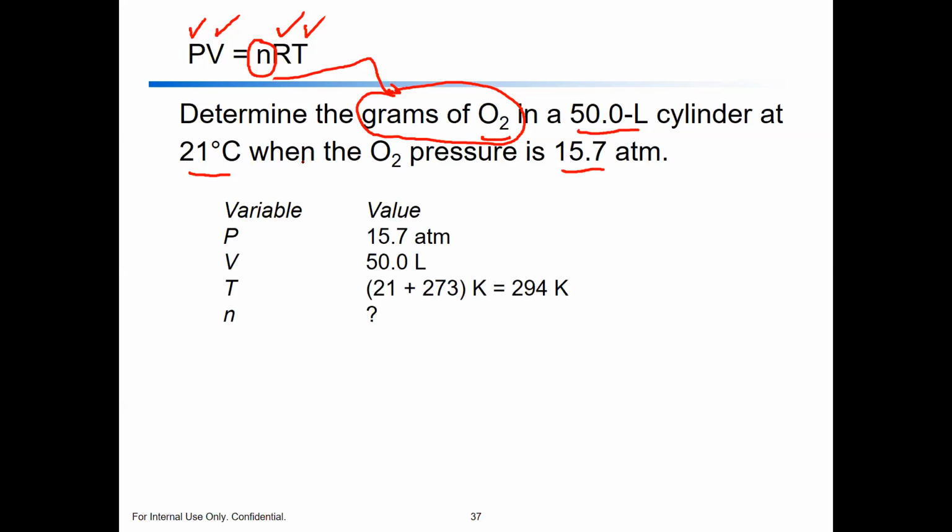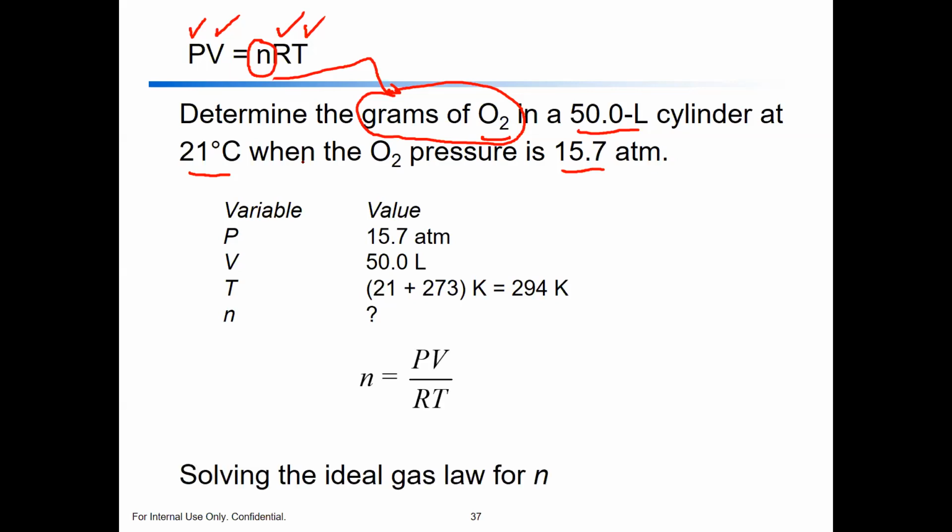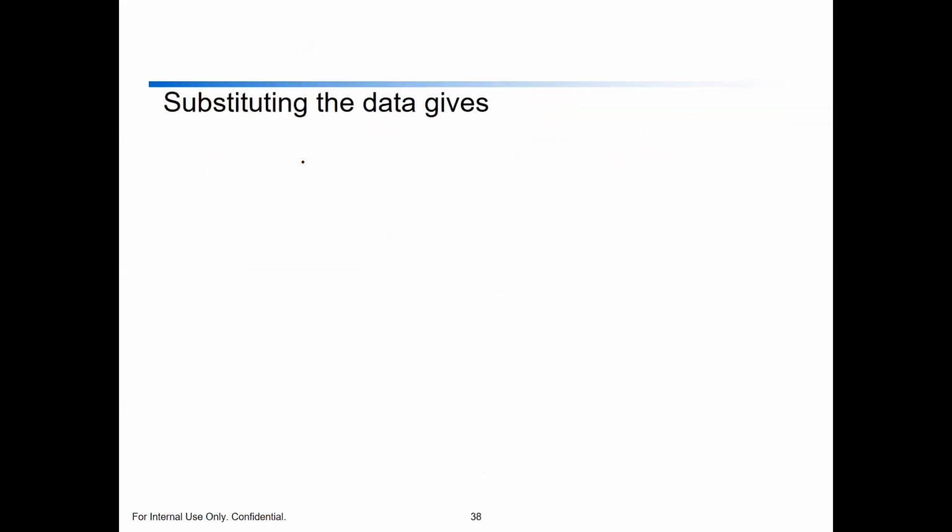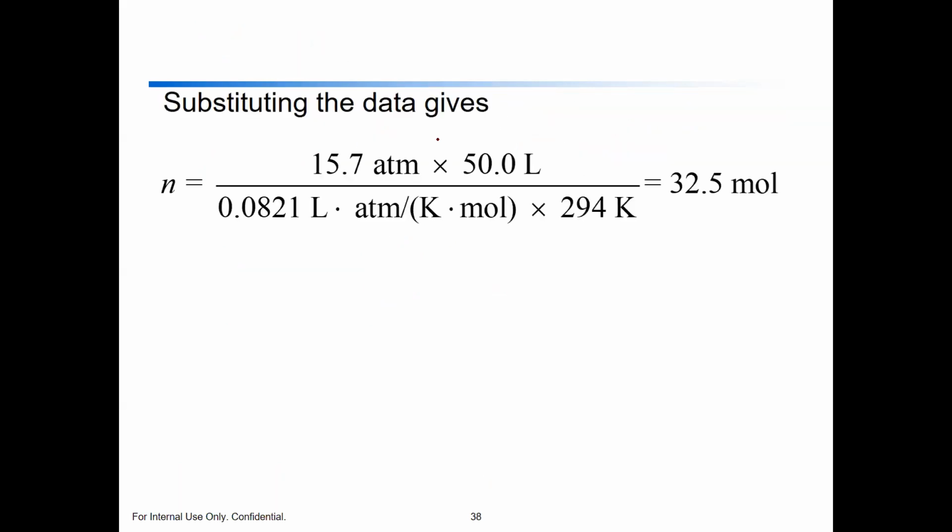So in this gas, what are we trying to figure out? The moles. So plug in the numbers. PV equals nRT, solve for n. Put all those numbers in for n: PV over RT. 32.5 moles in that container. But they're asking for grams.